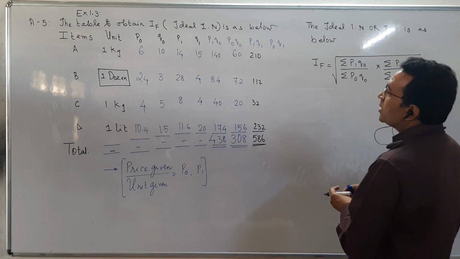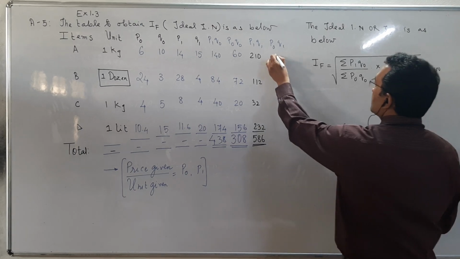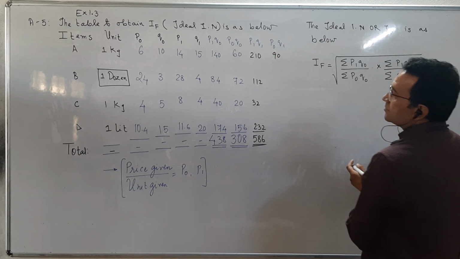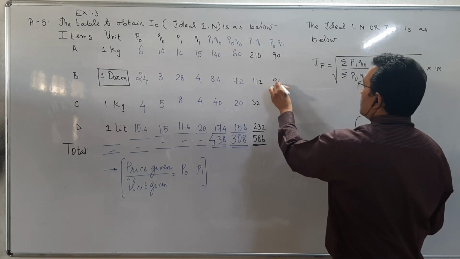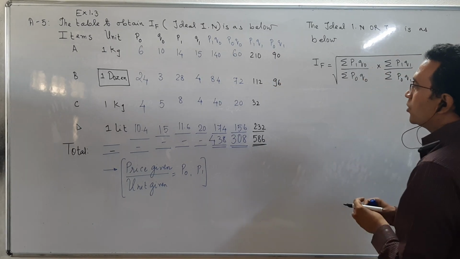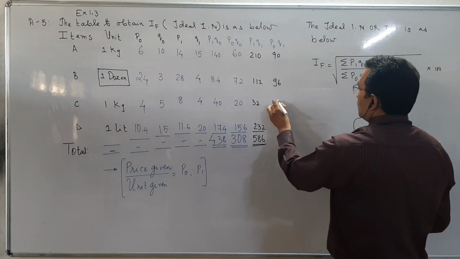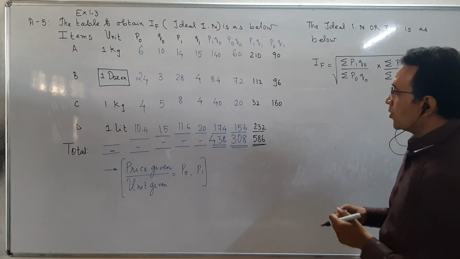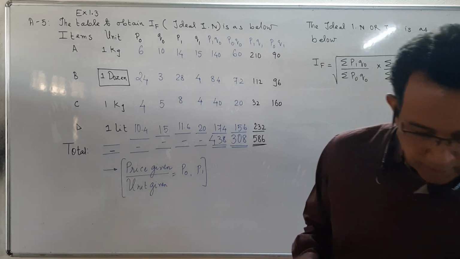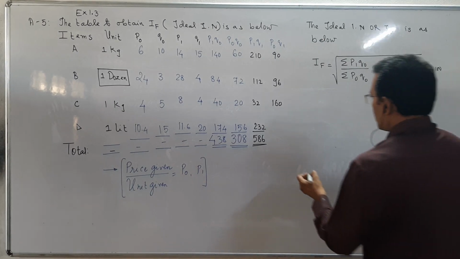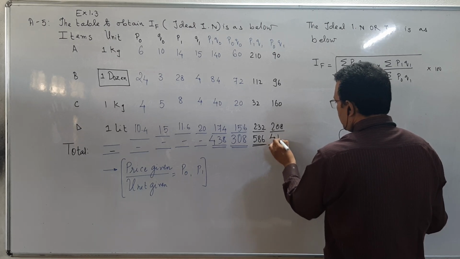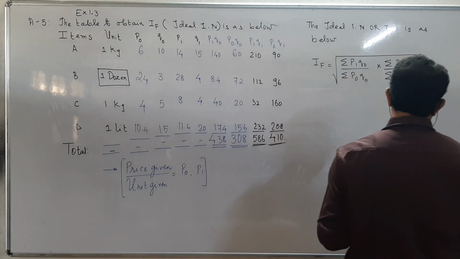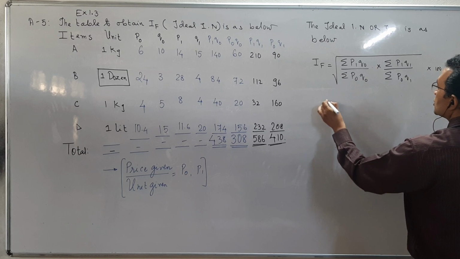Now P0 and Q1: 15 sixes are 90, then 24 fours are 96, 4 into 40 is 160, and 10.4 into 20 is how much? 208. Total is 410. Now we only have to find Fisher's index.